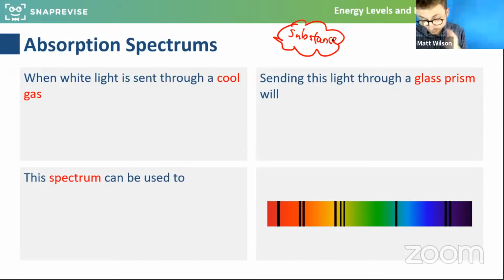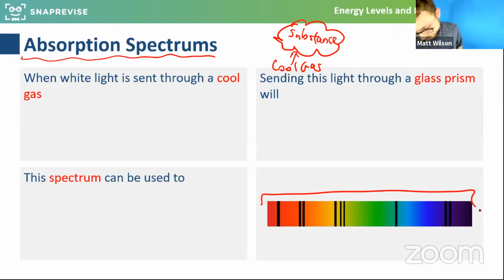And I want to know what it's made of. I want to know what atoms are in there. And I can figure that out using absorption spectrum. So here's how it works. First of all, I take a cool gas. So my substance needs to be a cool gas. And then I send white light through it. Now, what we know is that white light is made up of all the different frequencies. White light is a mix of red light, green light, and blue light all together.